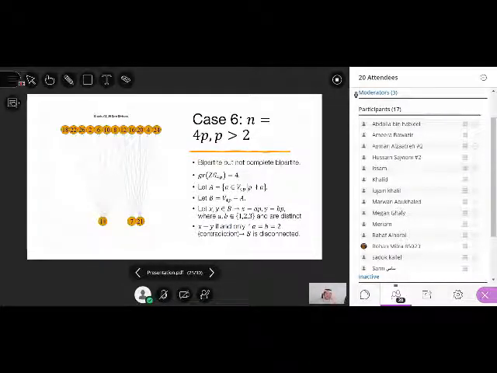So again, back with cases. Let's go to case 6: n equals 4p, where p is greater than 2. Again, this is another way of saying that p cannot be equal to 2. It's bipartite, but not complete bipartite. What this means, when we say it's bipartite, is that it cannot have an odd cycle, and therefore it has to have an even cycle. And I'll show later on that, in fact, there's always a cycle of 4, therefore the girth is 4.